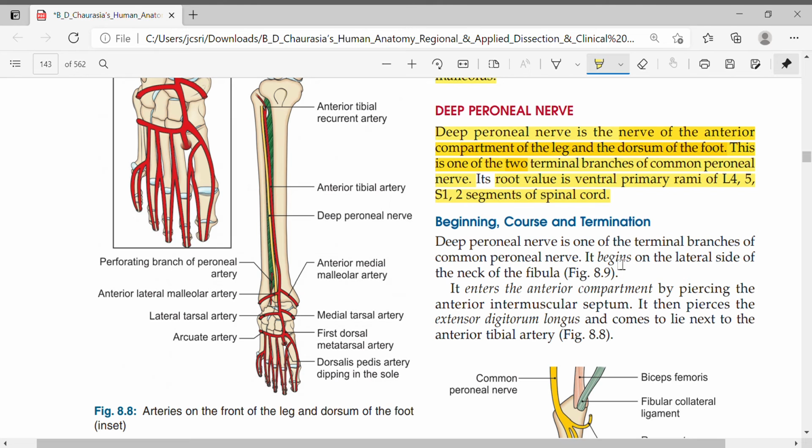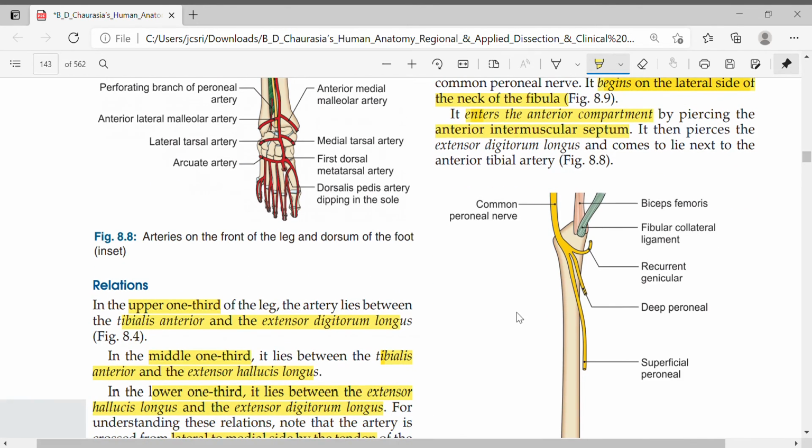So you can see the lateral side of the neck of fibula. Here they left out the head of the fibula, but you have to know about the head of fibula also. It enters the anterior compartment by piercing the anterior intermuscular septum, as I told you, and then pierces the extensor digitorum longus and comes to lie next to the anterior tibial artery. So in the upper side, in the picture itself, you had the extensor digitorum longus in the upper part, right?